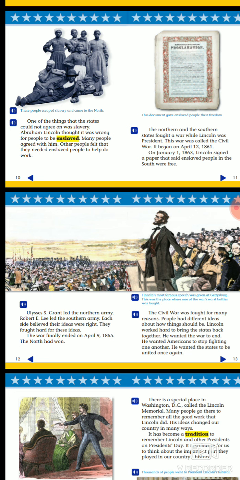The Civil War was fought for many reasons. People had different ideas about how things should be. Lincoln worked hard to bring the states back together. He wanted the war to end. He wanted Americans to stop fighting one another. He wanted the states to be united once again.